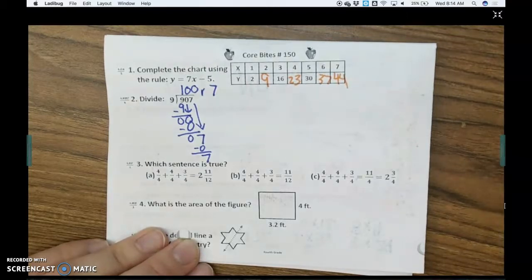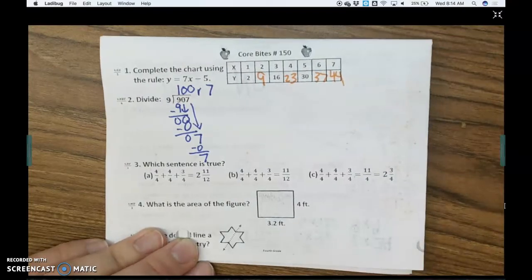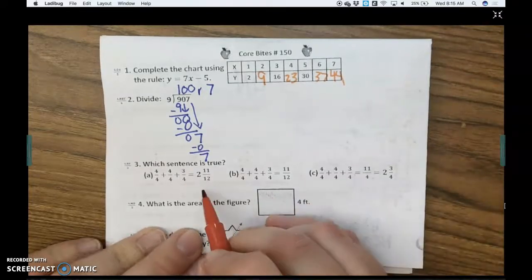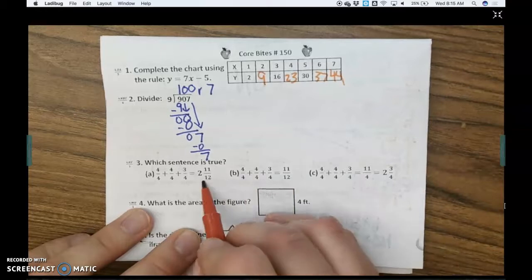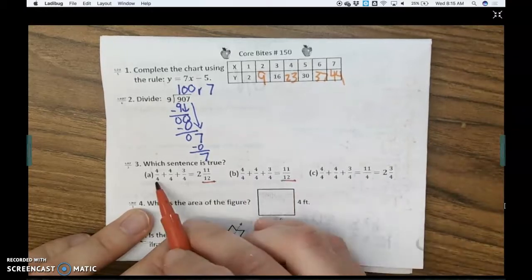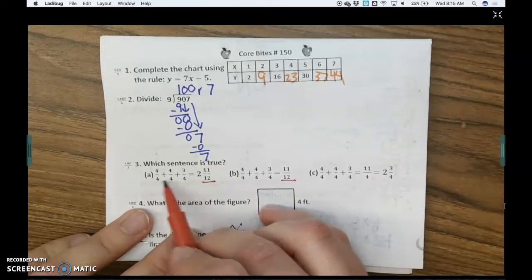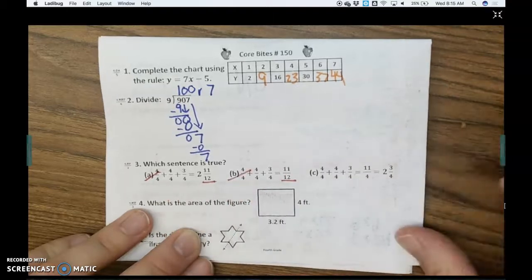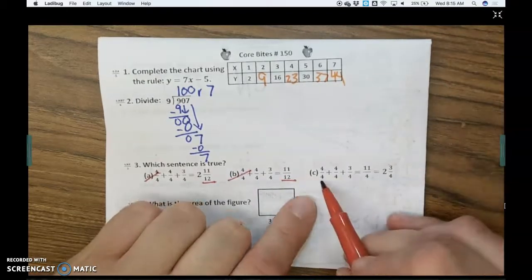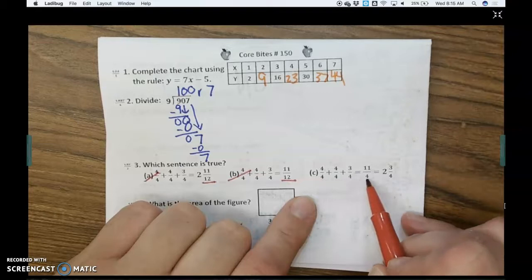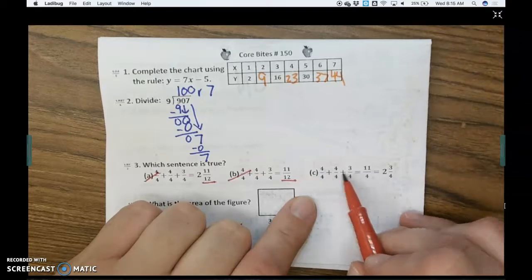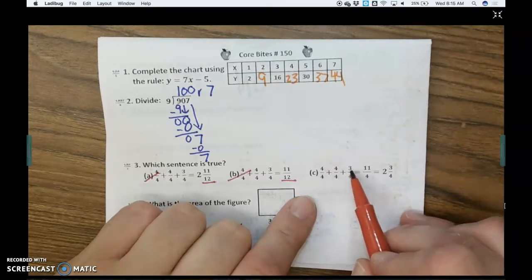For the third one, which sentence is true, you've got some fractions. And so remember, when you're adding fractions, the denominator does not change. If you start with a 4 on your denominator, that's what you end with. So the first two are automatically wrong. So then look at this one. So we have 4 as your denominator. Then you just add your numerators. So 4 plus 4 is 8, plus 3 is 11.